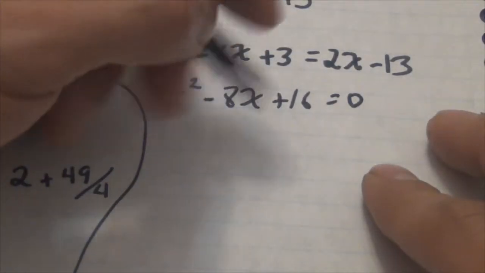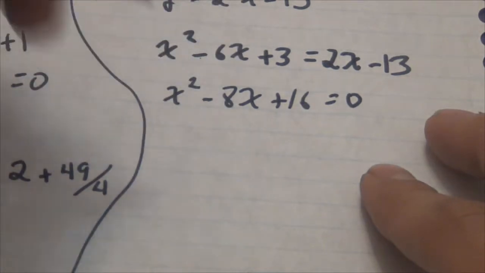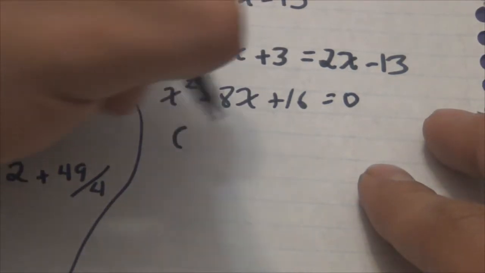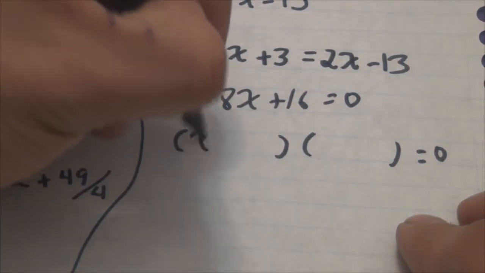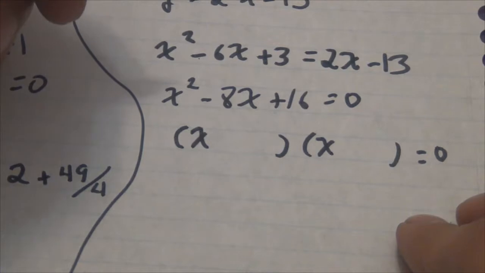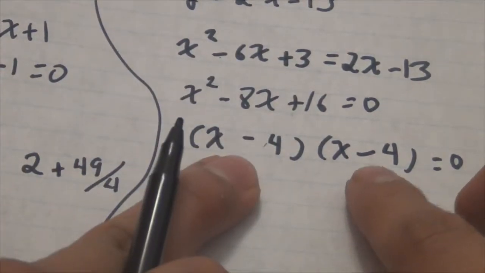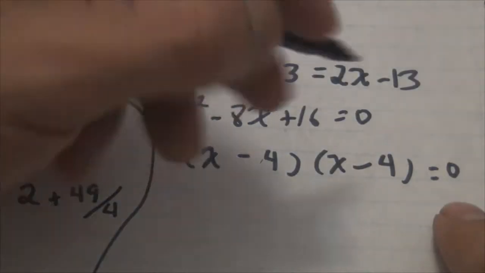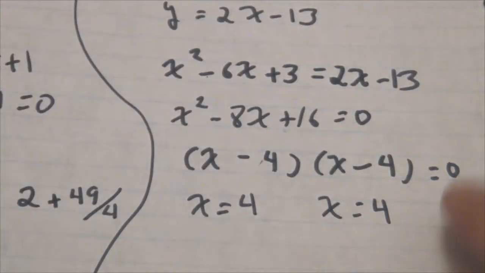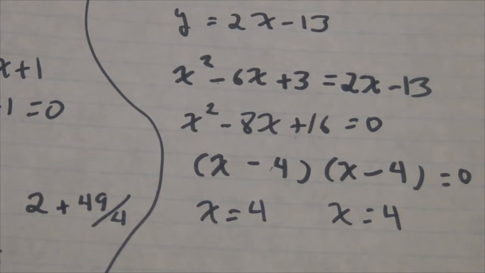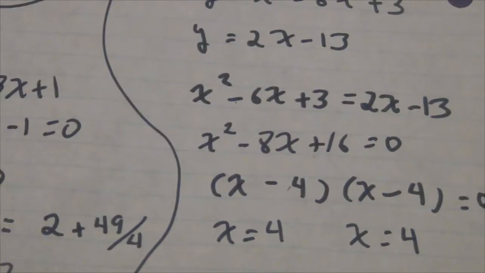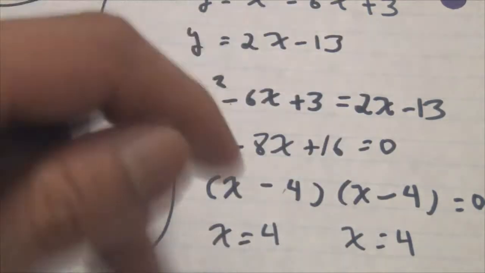Now I'm going to see if I can factor. If not, I'm going to have to use the quadratic formula or completing the square. But hopefully I can factor. So factors of x squared, x and x. Factors of 16, 4 and 4. Negative, negative. Negative times negative is positive. Negative plus negative is negative. Equals 0. The solution is x equals 4. Oh, cool. All right.